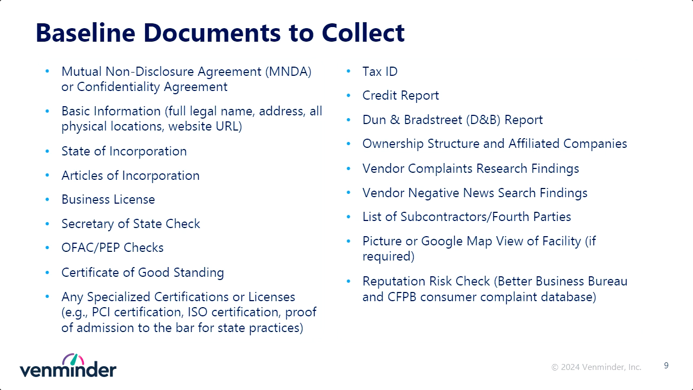The first category is baseline documents. So these are the things you'll want to consider collecting from every vendor, regardless of the inherent risk or criticality. And the main purpose of baseline due diligence is to verify that the vendor is legitimate and that they have a good or at least a decent reputation. So things like their basic information, a business license, OFAC or PEP check, credit report, and any negative news you may have found on the vendor, like poor business practices or financial issues. Mutual non-disclosure agreements might also be a baseline document if you're sharing confidential information, and any specialized certifications or licenses that apply to that vendor's industry.